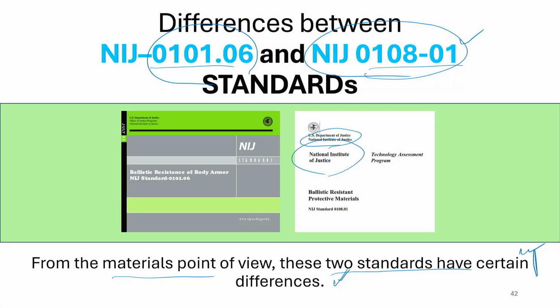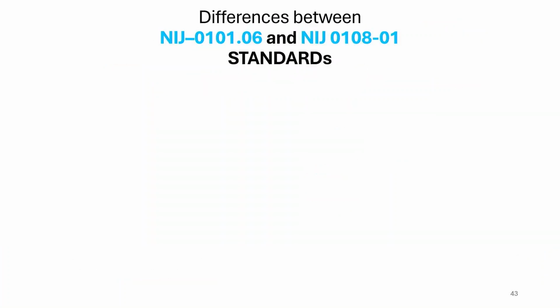The material difference arises because 101.06 is basically for the body armor which we wear, and where we need comfort to be incorporated, and NIJ 108.01 may or may not need that requirement. In 101.06 there is a weight constraint and mobility constraints. In 108.01 no such considerations are there, but still we need protection.